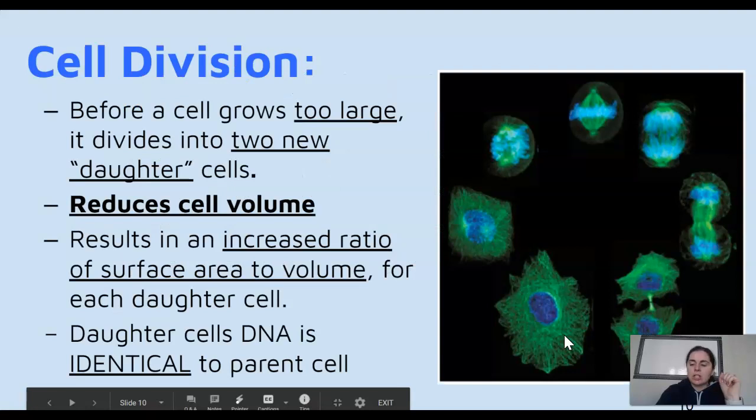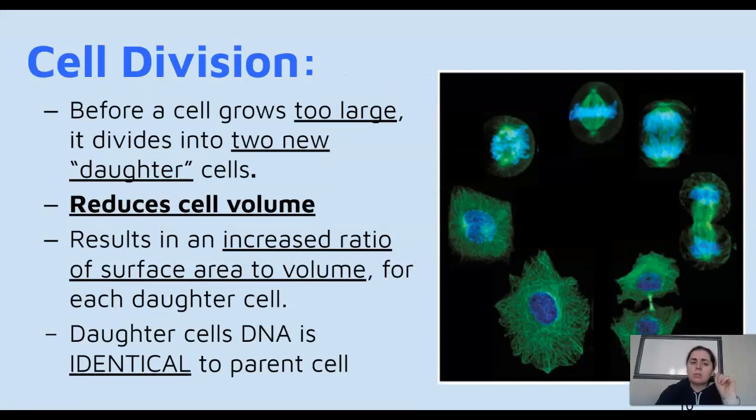All right, cell division. Before a cell grows too large, it divides into 2 new daughter cells, and this is through the process of mitosis, which we talked about last week. Number 1, that's important because it reduces the cell volume. That will increase the ratio of surface area to volume for each daughter cell.